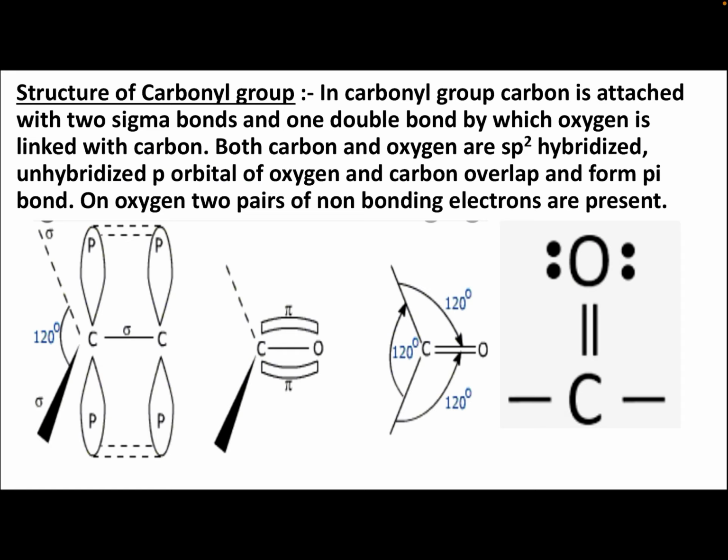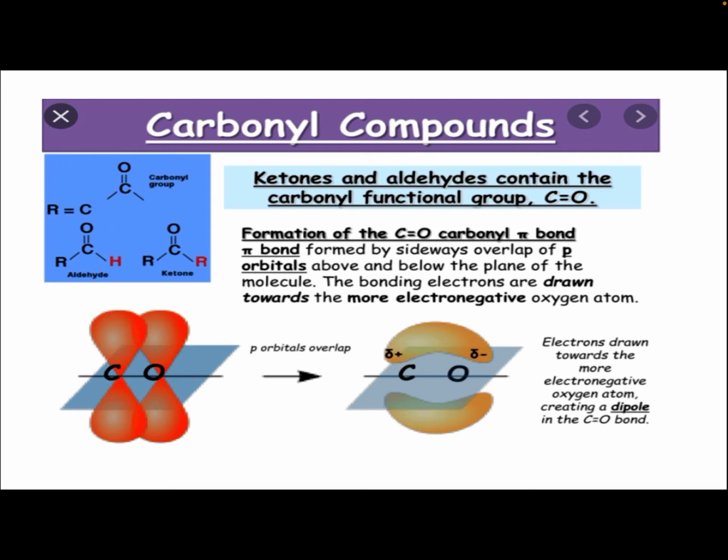Here we are seeing how many sigma bonds there are. Three sigma bonds and one pi bond are there. The bond angle, as we know in sp2 hybridization, is 120 degrees, and between carbon and oxygen there is a double bond. One is a pi bond and another is a sigma bond. In the middle you are seeing a sigma bond and the other is a pi bond. The bond angle is 120 degrees and the molecule is planar. We say it is a planar molecule because it is sp2 hybridized.